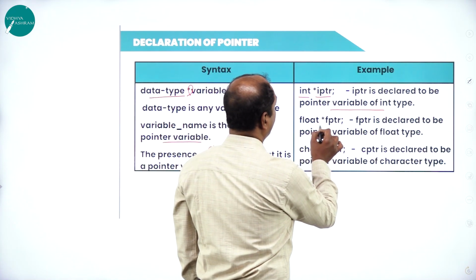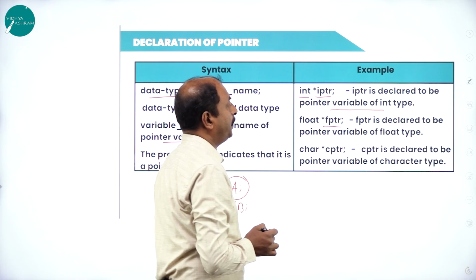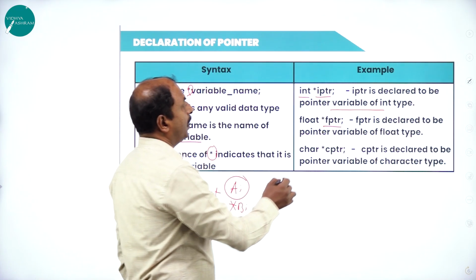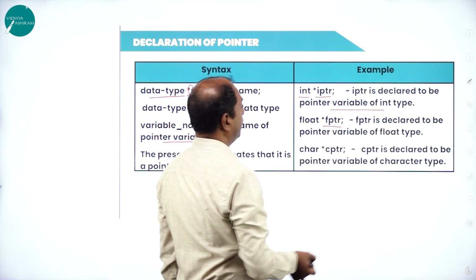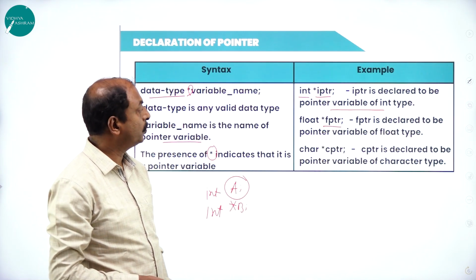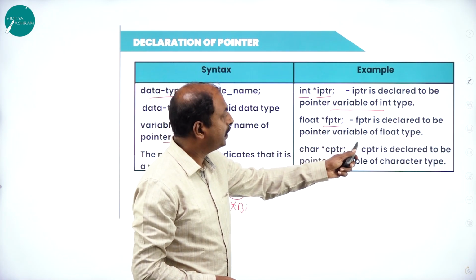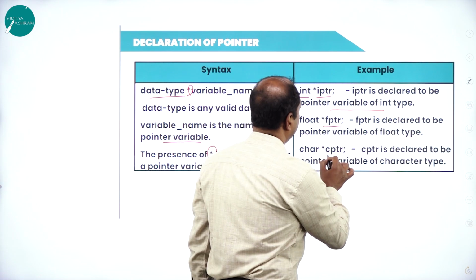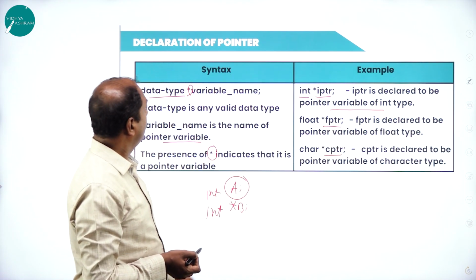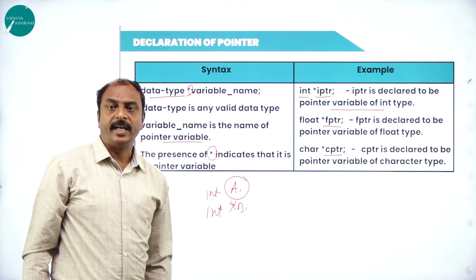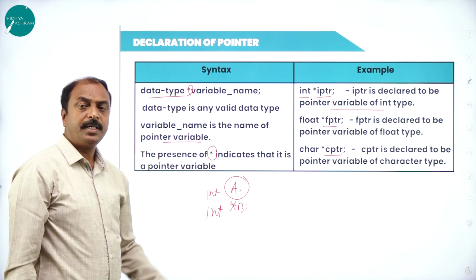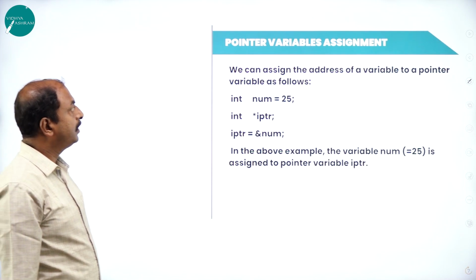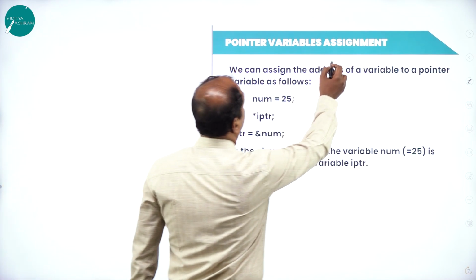Similarly, we can have float star fptr. Here float is the data type and fptr is a pointer variable. It stores the address of a variable of type float. Similarly, there is a character pointer variable. So this is the syntax and how we declare a pointer variable. Now let us move on to the next slide, pointer variable assignment.